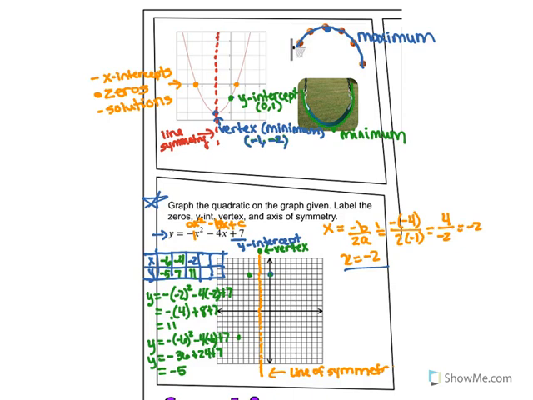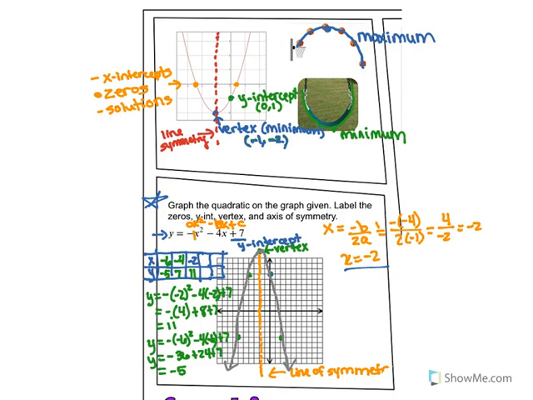And without finding the other point on the other side, I know there has to be a point equal distance from the line of symmetry. So it's 1, 2, 3, 4 from the line of symmetry at negative 5. So I'm going to go 1, 2, 3, 4 at negative 5 on the other side to find my other point. So when I draw my parabola, it's going to go through those points, and it's going to look identical on both sides.